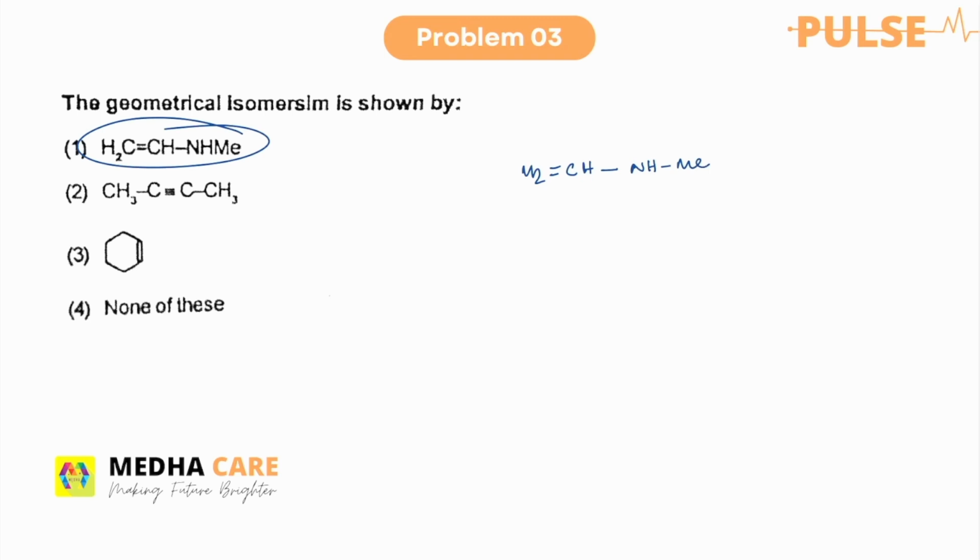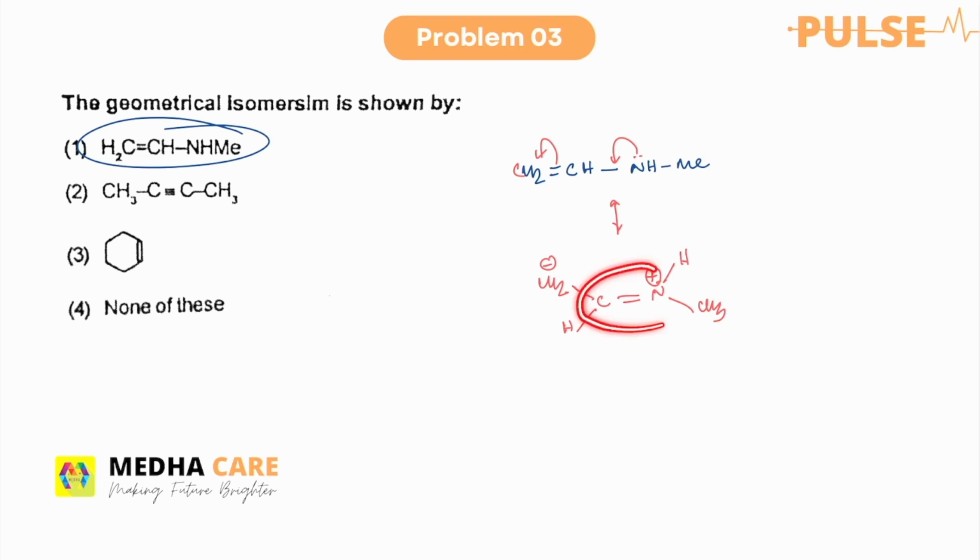NHMe. Now if we do resonance, then the resonating structure that we are getting here, this compound, you can see two different atoms. There is a restricted double bond. First you have to check whether restricted double bond is present or not.